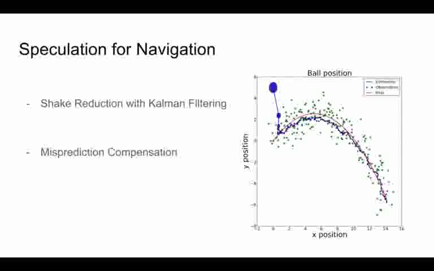Let's talk about speculation for navigation. What does that mean? It predicts a sequence of future navigation inputs. It refines the prediction based on the expected error. So when expected errors are low, it applies a traditional Kalman filter to reduce the shake. And if they're really big, it uses misprediction compensation on the client side to process the frame.